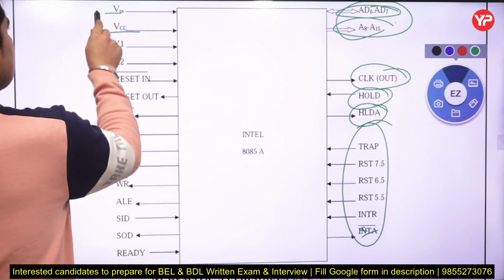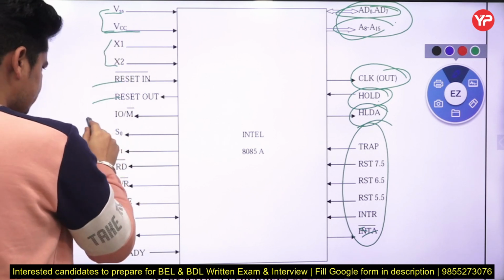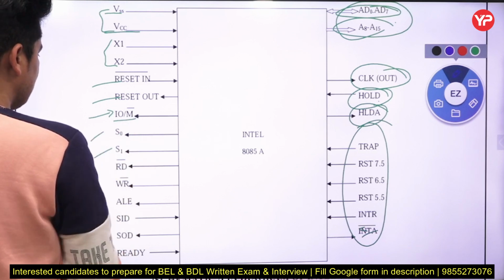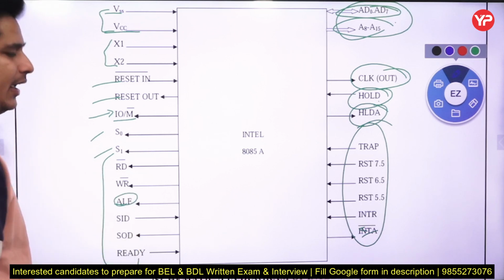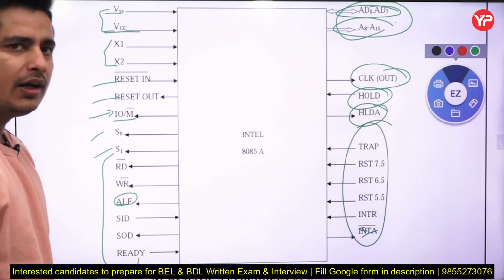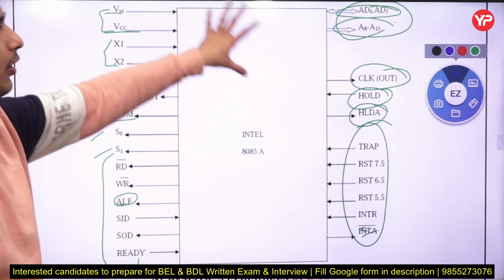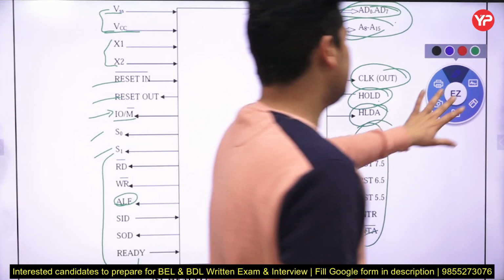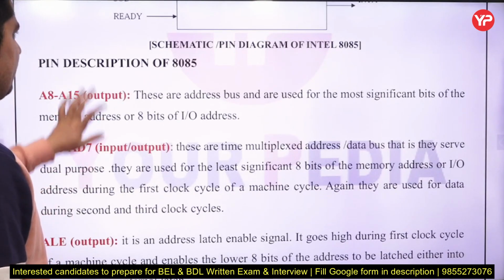What else are we going to discuss here? X1 and X2, reset in, reset out, IO/memory, S0, S1, all of these things we are going to discuss. This is called address latch enable, ALE. This ALE will decide whether your data is going or your address is going. Then SID, SOD and ready. This is the pin diagram of your 8085. Now we are going to discuss each pin in detail here, right? So the pin description of 8085 you can see above.